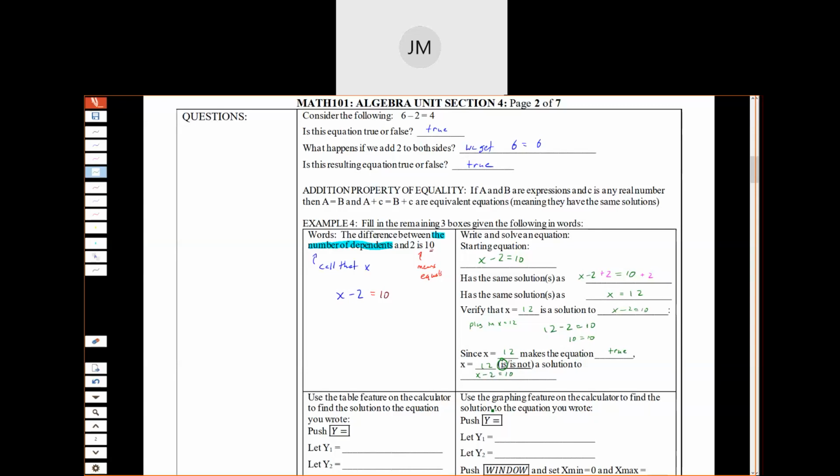Okay, the goal here is to make sure that we have our terminology straight and we understand the steps behind what we're doing. I don't think that x minus 2 equals 10 is a difficult equation for any of us. That's not the point.